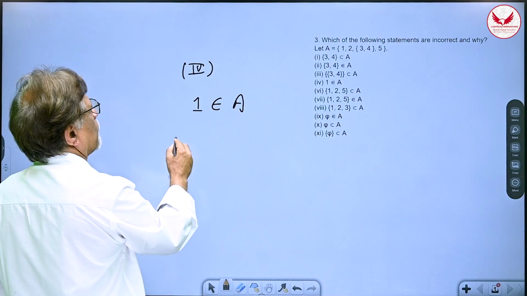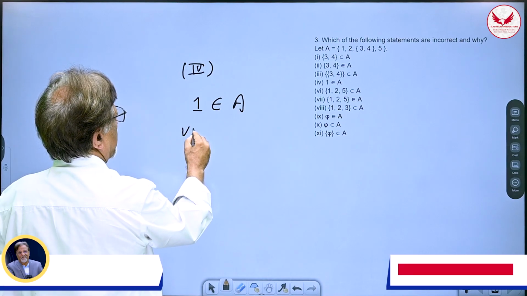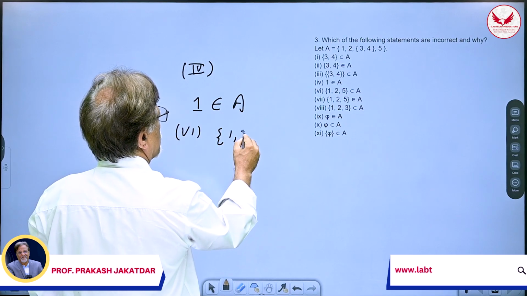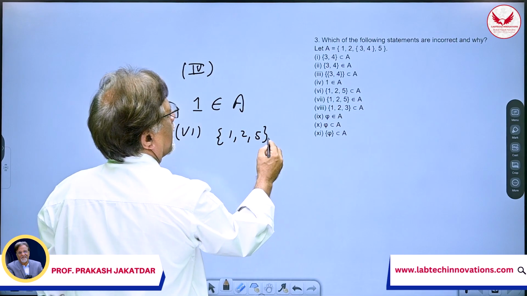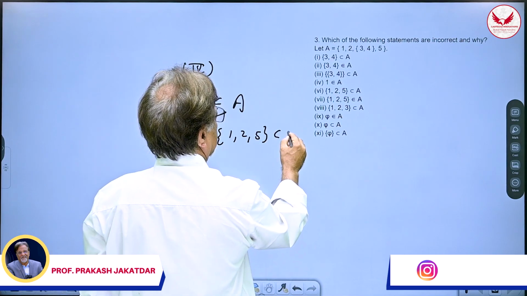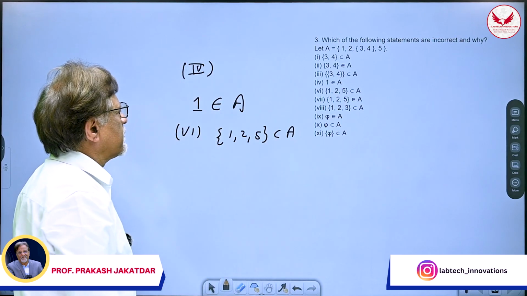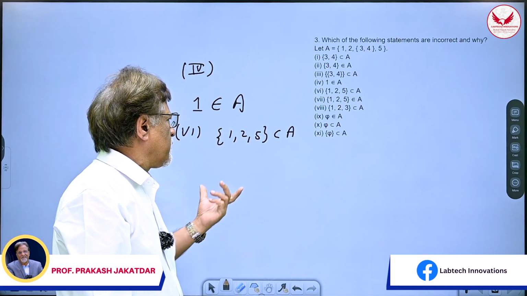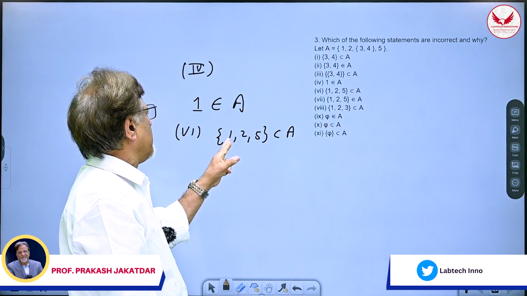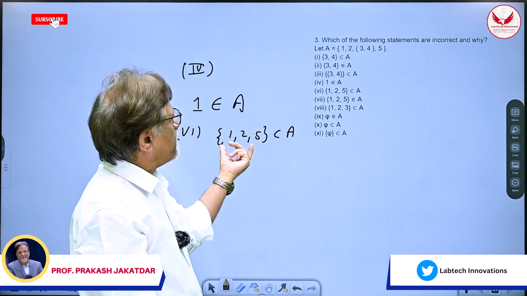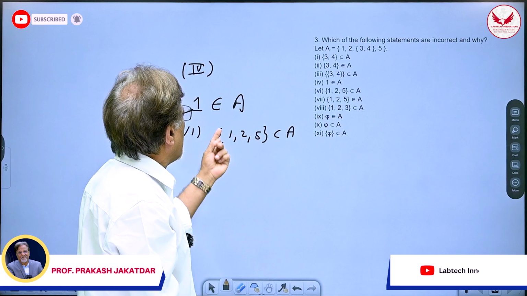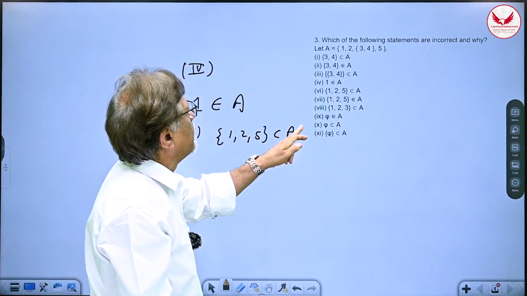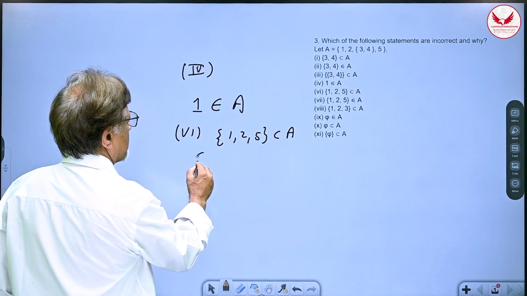Okay. Now let us look at the sixth statement. The sixth statement says what? {1, 2, 5} is a subset of A. Yes. Every element of this set, this is a set because it is enclosed in a curly bracket, and this set contains 3 elements, 1, 2, 5, and this in itself is a set, but this set contains all the elements which are already there in A. So 1 belongs to A, 2 belongs to A, 5 belongs to A. Statement is correct.